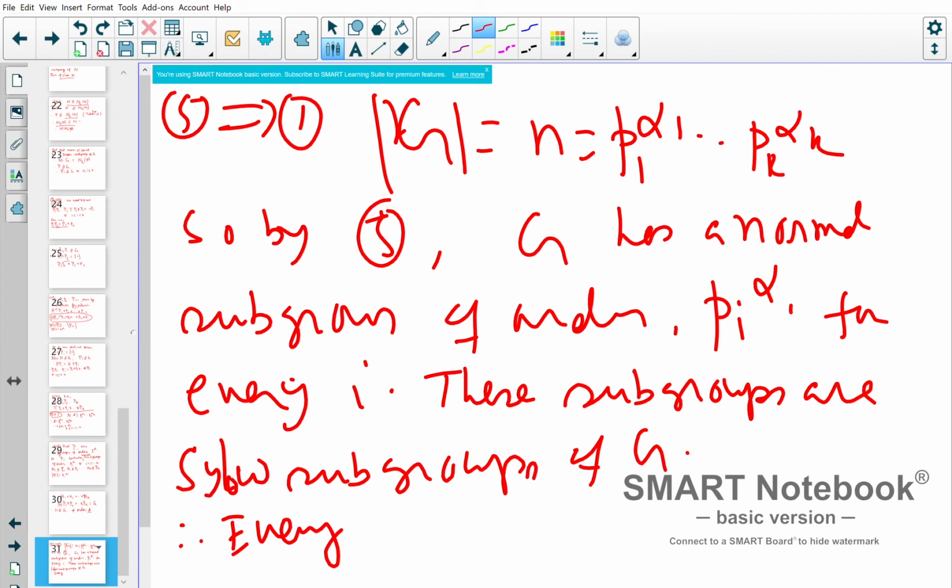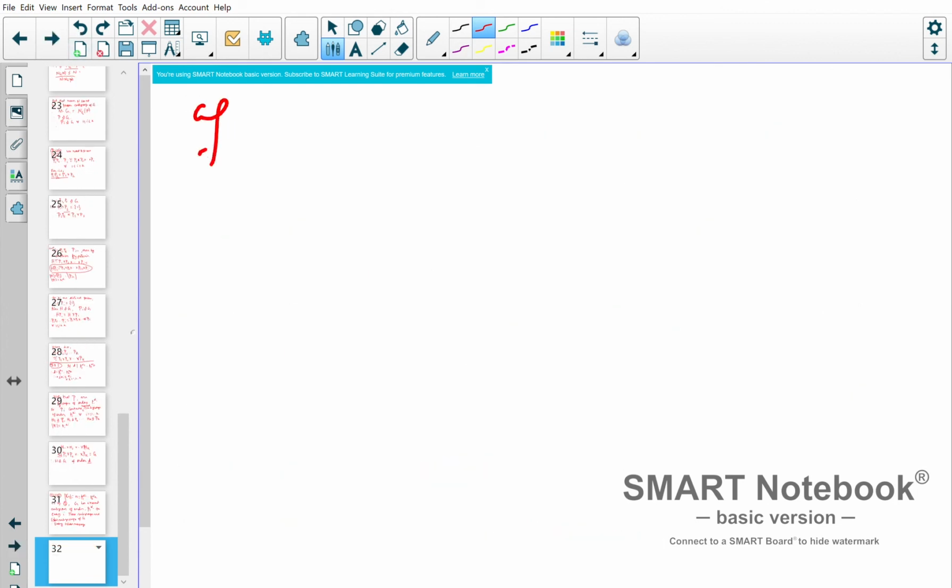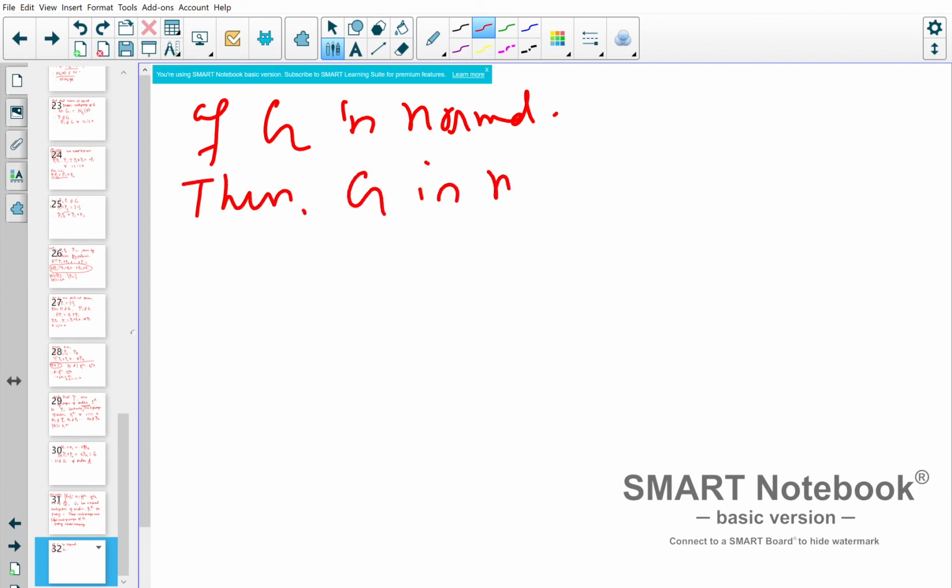Okay, so then I will stop here. So every Sylow subgroup of G is normal. Thus, G is nilpotent.